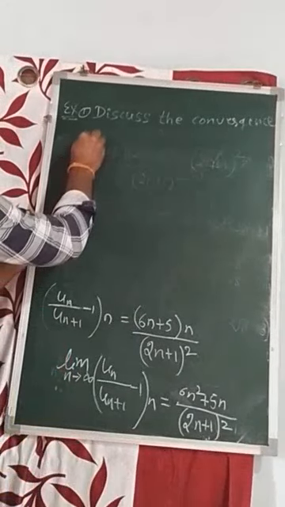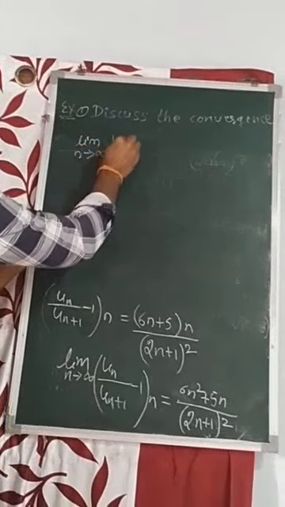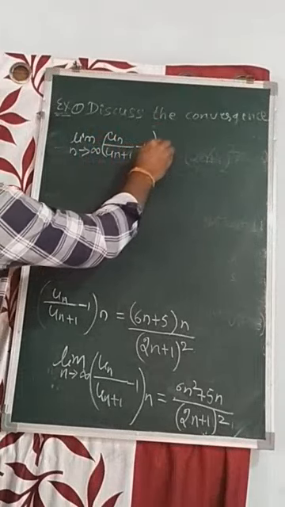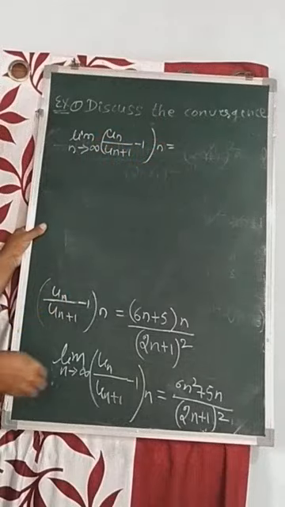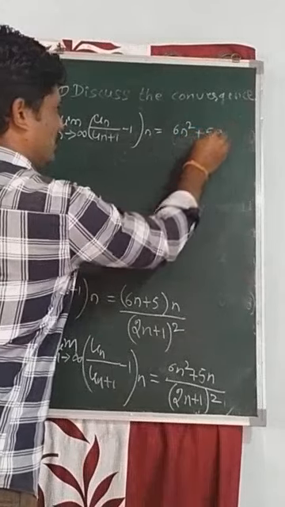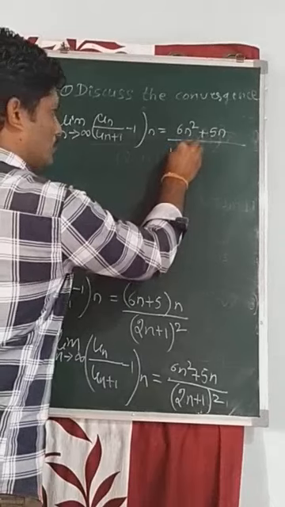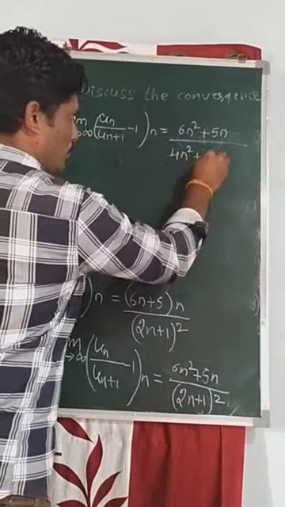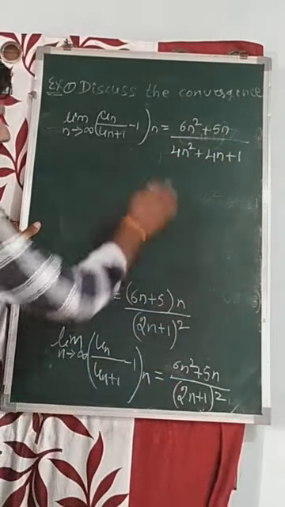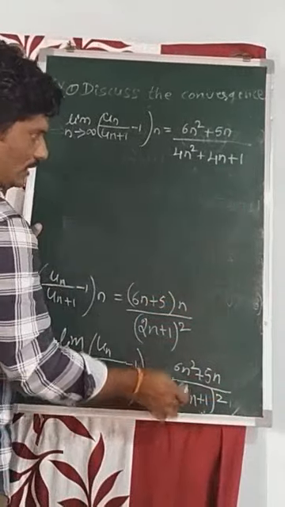Okay, applying limit n tends to infinity, un divided by un plus 1 minus 1 into n is equal to 6n square plus 5n divided by, expanding this term, 4n square plus 4n plus 1. A plus b bracket square. A square means 2 into 2, 4n square, b square is 1 square is 1, 2 into 2n is 4n.